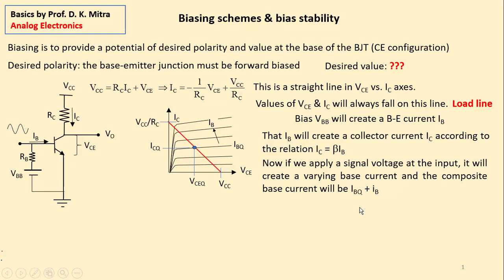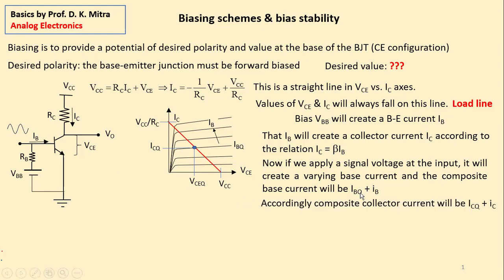So now you are no more on this line. You are now jumping from here upward and downward, upward and downward like this, because IBQ plus there is a varying ib, base current. That means this operating point will now go on shifting up and down, up and down, according to the signal voltage. Clear? I hope it is clear.